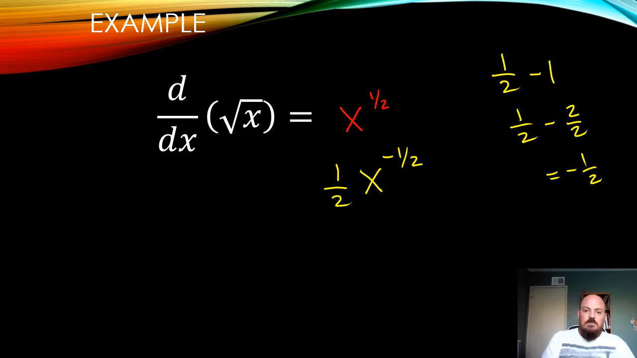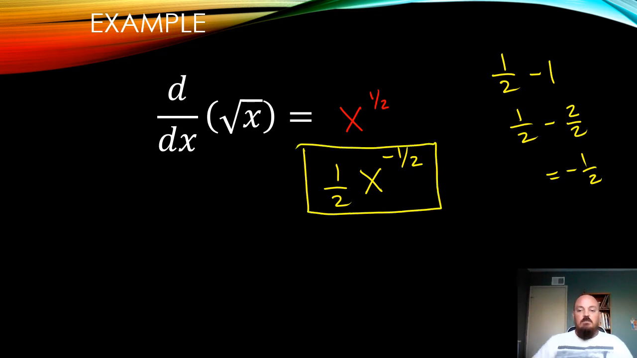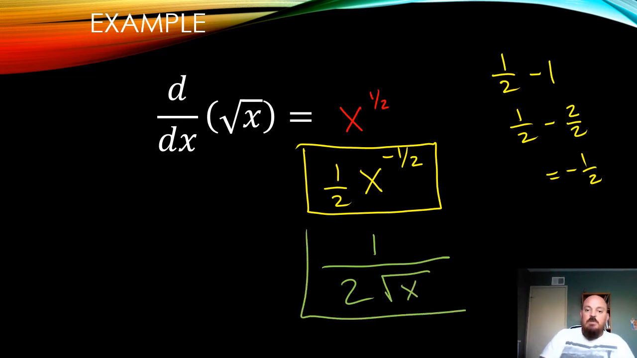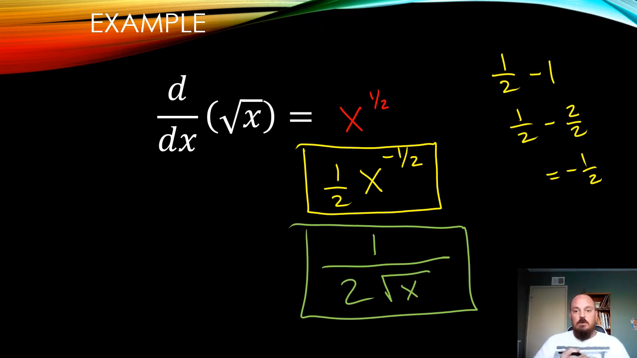You're welcome to leave your answer like this. This is fine. You can always leave fraction and negative exponents, I don't mind. But if you wanted to write it back as a radical, what you would have to do is take the x to the 1/2 and send it to the denominator because the exponent was negative, and since it was a 1/2, it also switches back to a square root. So that would be the other version of the answer. The derivative of the square root of x is 1 over 2 times the square root of x.